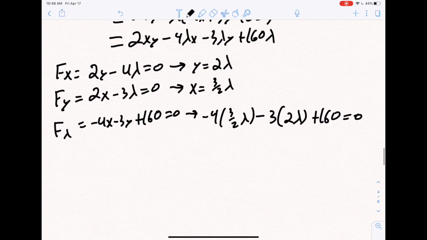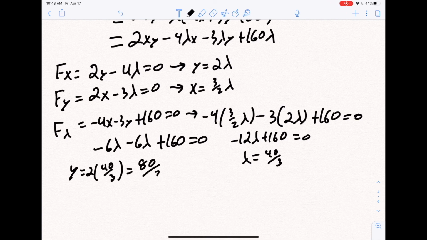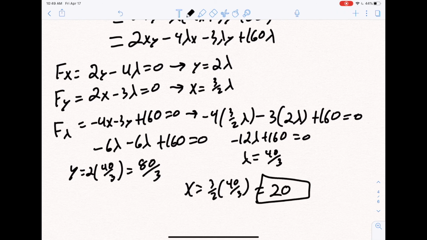We can work this all out, and we get minus 6 lambda plus 160 equals 0. And so that means we have minus 12 lambda plus 160 equals 0. We can solve this to get lambda equals 40 over 3. So now that we have lambda equals 40 over 3, that means y equals 2 times 40 over 3 equals 80 over 3. And then x equals 3/2 times 40 over 3, which is 20. So that means the dimensions that maximize the playpen are y equals 80 over 3 and x equals 20.